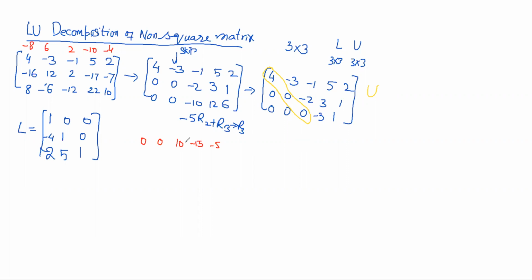Similarly, in this book there is another example for something like a 3 by 5 matrix. Sorry, a 5 by 3 matrix, a longer-shaped matrix. You can also have a look at how they have decomposed it into lower and upper triangular matrices. The process is the same. There is no difference.